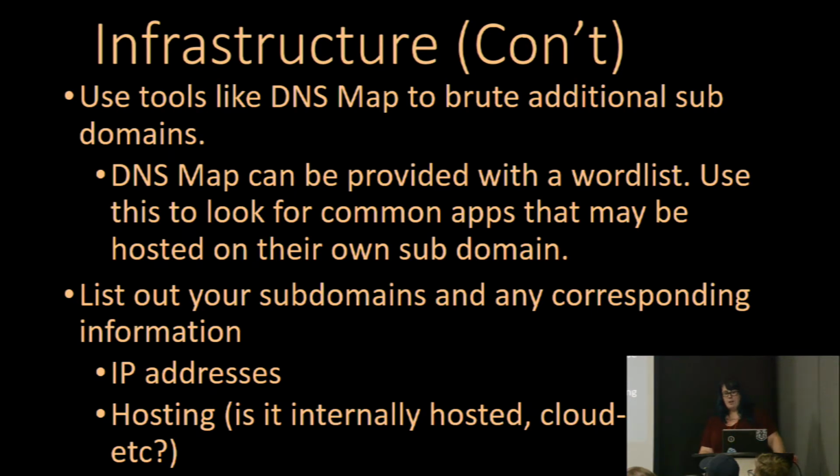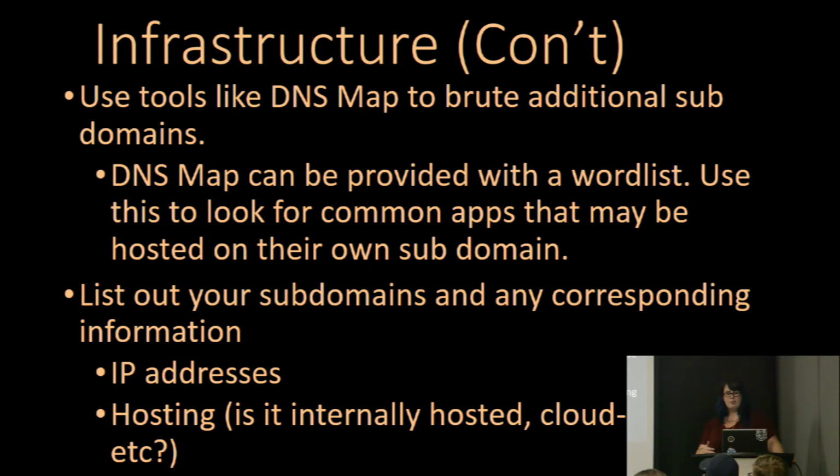Tools like DNSmap are another way that you can go about and start brute-forcing additional subdomains. DNSmap can be provided with a word list. So if you provided a word list of, say, common applications that you think they might have subdomains for, that's going to be another way to just start really popping out as much as you can.